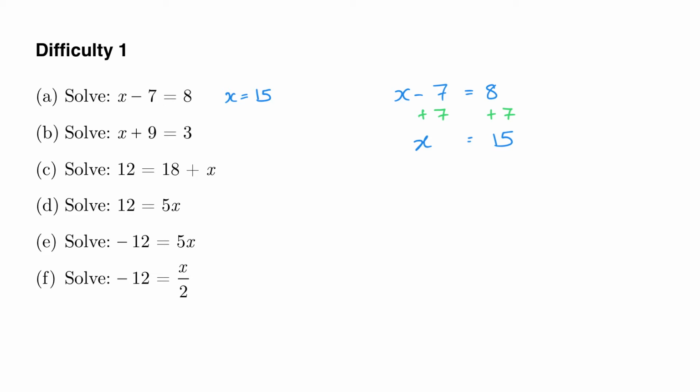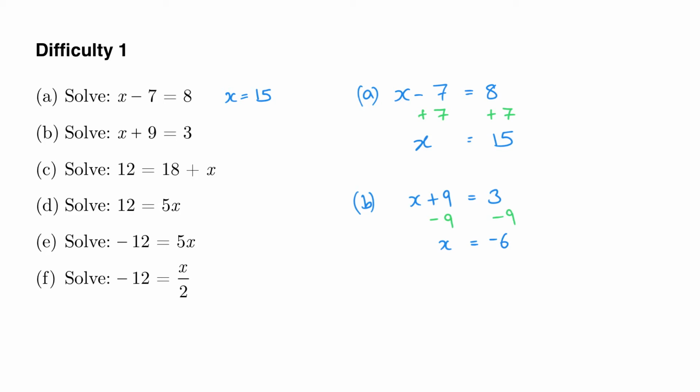Let's have a look at question B. So this was A. Let's move on to B. We've got x plus 9 equals 3. What I need to do here is subtract 9 off the left-hand side, and that will give me just x. Now to keep this equation balanced, I also need to subtract 9 off the right-hand side, and that means x equals 3 minus 9. 3 minus 9 is negative 6.